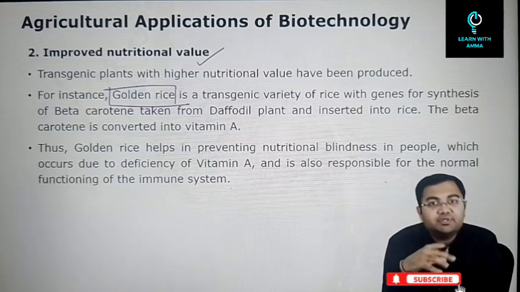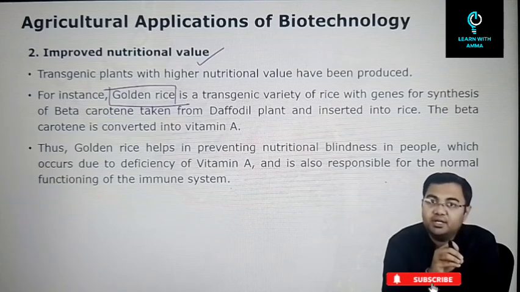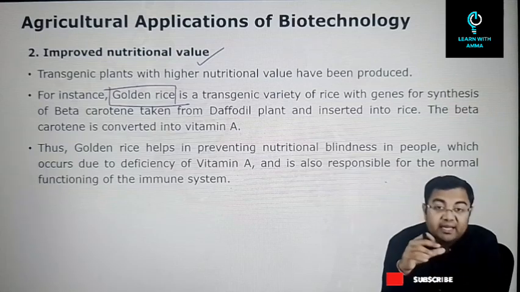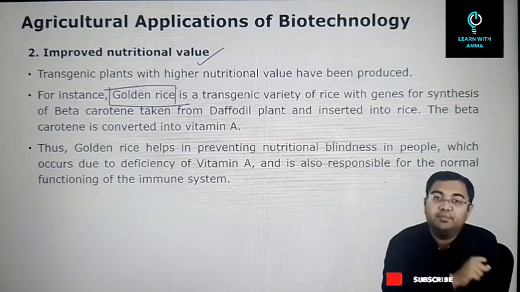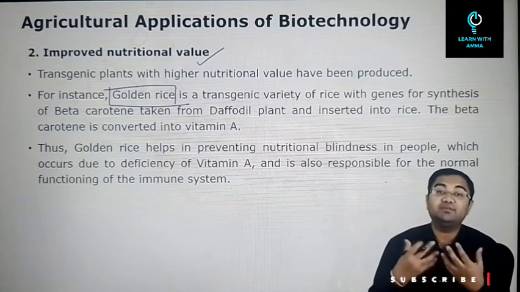And many a times the fruits, vegetables, whatever you eat, have the required quantity of vitamin A and you get your dose of vitamin A from there. But there are areas where people in general would have vitamin A deficiency. So these are the kinds of areas where we need to fortify vitamin A.